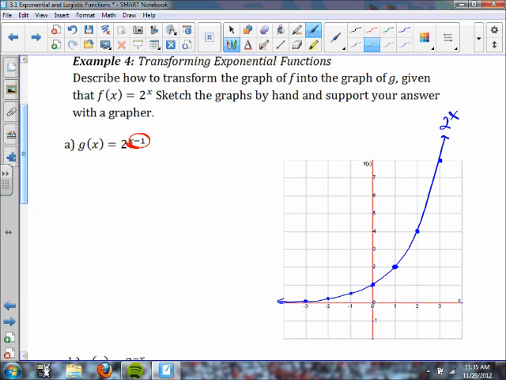Right. Okay, it's going to move. Remember, when it's with the x, it's going to go opposite. So it's going to shift 2 to the x to the right 1. You're shifting the graph of 2 to the x to the right 1. Okay? So all these points, I'm going to start here, it's going to move to the right 1.